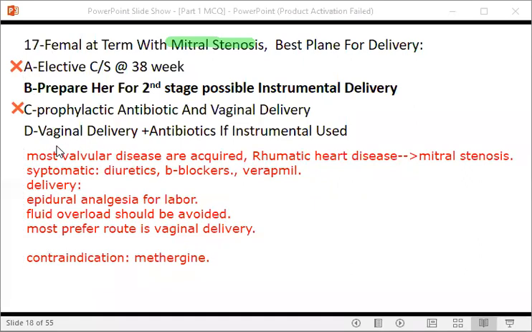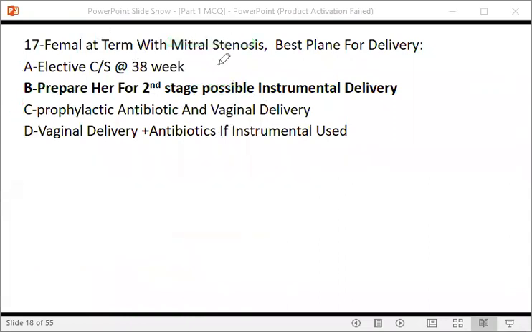Prophylactic antibiotic and vaginal delivery. This is not an indication at all. Vaginal delivery and antibiotic, if instrumental is used, though unlikely, and prepare for the second stage. Instrumental delivery is possible, but it's not really necessary. Very clear and easy. I hope you understand the whole MCQ.